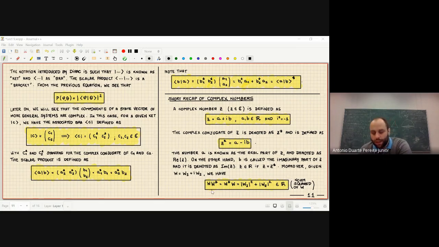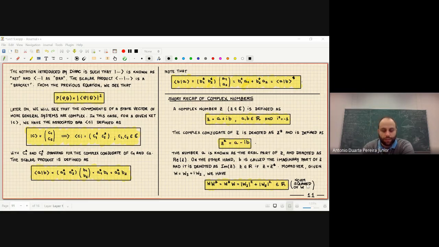Okay, but see, I am computing the product of a complex number with its complex conjugate, and this is a real number. It's not true in general that if you take a complex number a and multiply by the conjugate of another complex number b star, this will give you a real number. And this is what we call the square of the absolute value of the complex number w. So this is the norm, or the absolute value, squared of this complex number w.